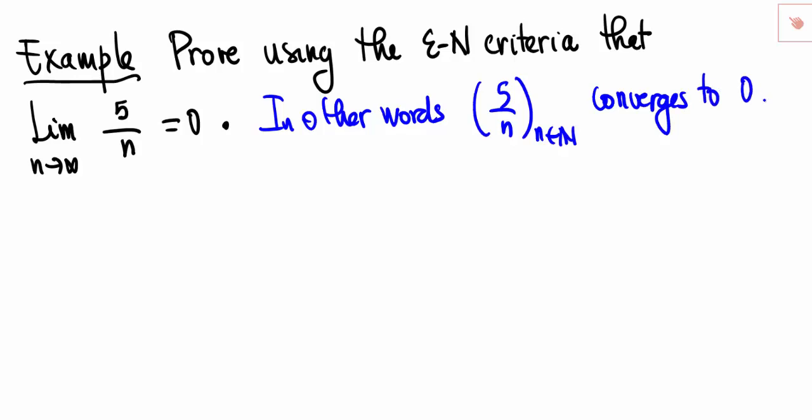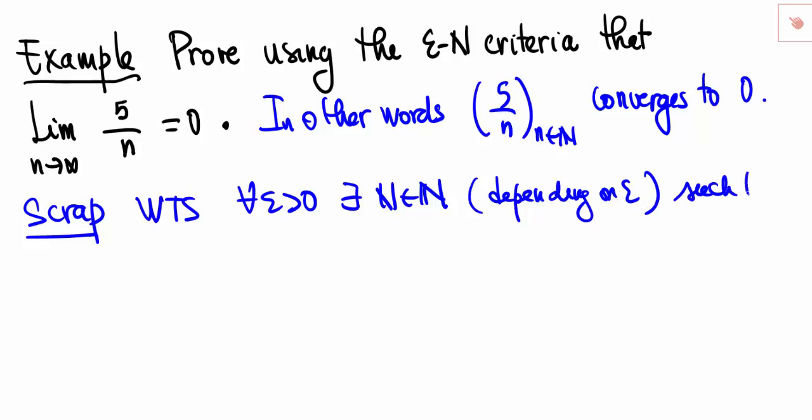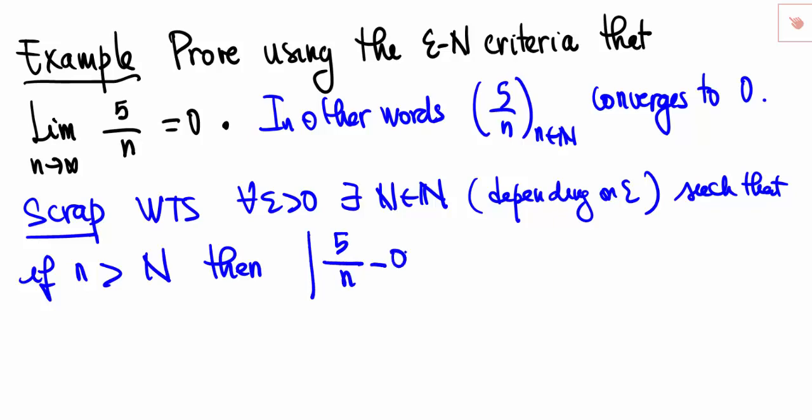Okay, let's do some scrap work first. For our scrap work, we want to show that for any epsilon greater than 0, there exists some natural number N depending on epsilon, such that if little n is bigger than capital N, then the distance between 5 over n and 0 is going to be less than epsilon.